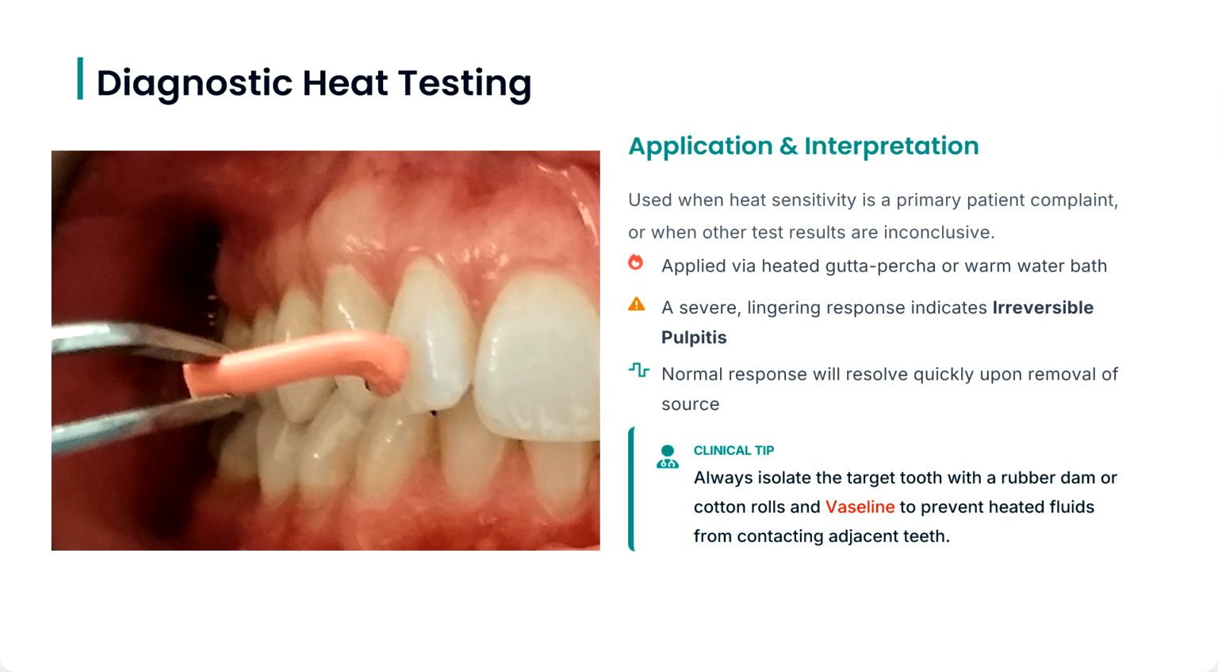And then here we go. I put this up here. If you're doing a heat test, isolate the tooth with a rubber dam and cotton rolls. And also when you're doing a heat test, put Vaseline on the tooth and the gums. Why? Because you don't want the gutta percha sticking to the teeth. Because you're melting a piece of plastic, basically, a piece of rubber. You don't want that sticking. It's not going to interfere with your reading, but always make sure to put some protection on the tooth. All right.